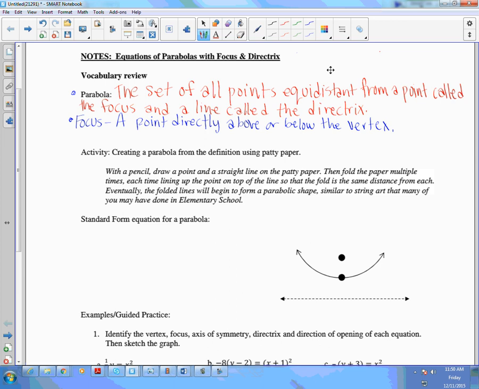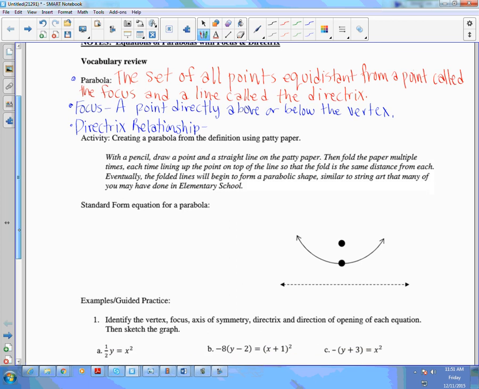So I'm putting up. Next is the Directrix relationship. So we're over the last one. The Directrix relationship. Because any point on the parabola will be equidistant from the focus and directrix. And we'll draw a picture in a minute to help you understand what that means.